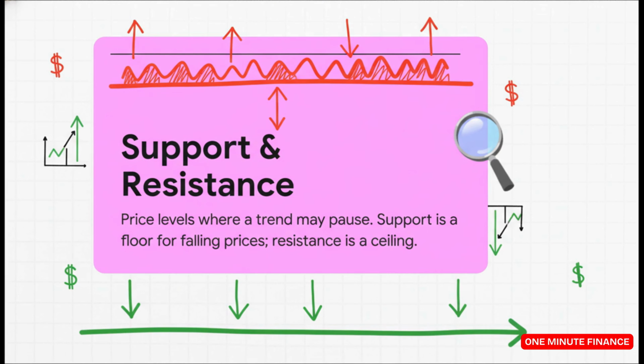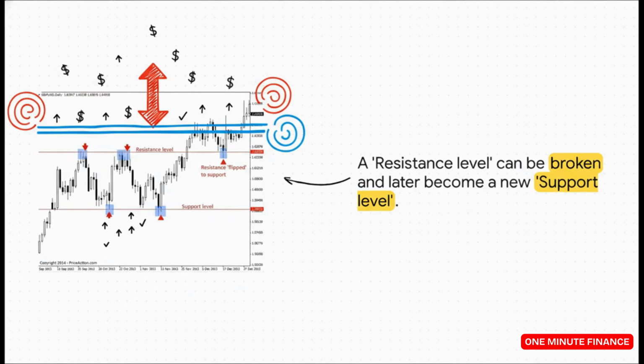All right, next up are two words you're going to hear all the time: support and resistance. Just think of support as a price floor. It's a level where buyers tend to show up and say, nope, it's not going any lower. And resistance is the exact opposite. It's a price ceiling, where sellers usually step in and start to take their profits. Now here is where things get really cool. These roles can totally flip. Check out this chart. When a price smashes through a resistance ceiling, that old ceiling often becomes the new support floor. It's a super important dynamic to keep an eye out for.